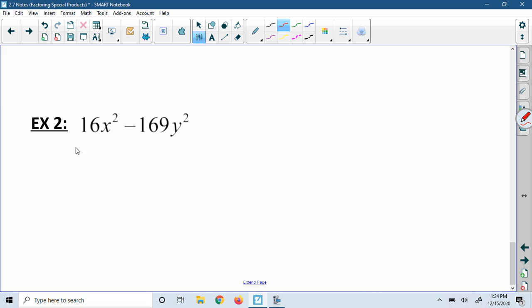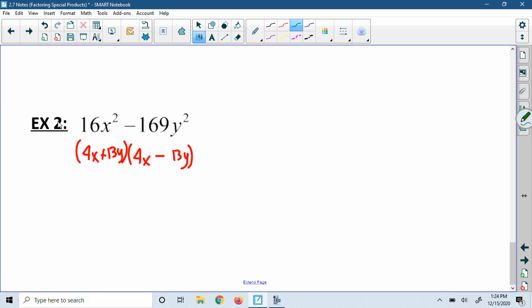Up until now, we haven't ever been able to factor anything. I don't think we've even seen anything with an x and a y in it, but using our difference of squares patterns, the square root of 16x squared is 4x. The square root of 169y squared is 13y. One's got to be a plus, one's got to be a minus. So that difference of squares pattern is pretty handy when you're trying to factor things.